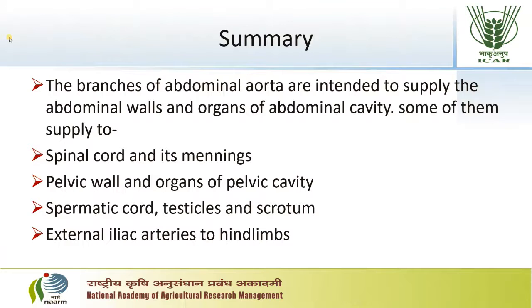Some branches supply the spinal cord and its covering, that is the meninges, the pelvic wall, and the organs that are present in the pelvic cavity, spermatic cord, the testicles, scrotum, and the terminal branches like external iliac arteries which supply the hind limbs.